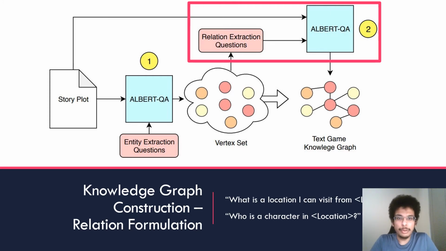And so we make use of the thematic and common sense priors present implicitly in the question answering model to fill in this kind of information by once again querying it with relevant questions. The questions look something a little bit like this. So, what's a location I can visit from some other location? Who are characters in this location, and so on. This process also repeats iteratively until we have a fully connected graph.